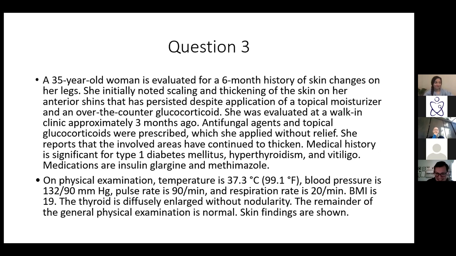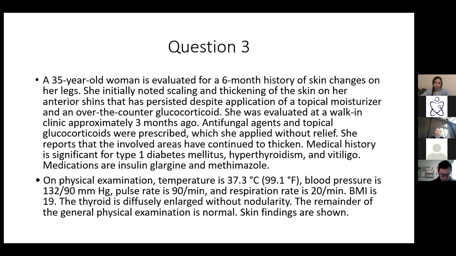So the stem is giving you the history of autoimmune problems. Okay, you've got type 1 diabetes, you've got vitiligo, you've got some kind of hyperthyroidism, and on the exam you get a diffusely enlarged thyroid. So you're kind of thinking more like Graves' disease. You're given some fairly big clues there. You've got someone who has a relatively normal BMI, maybe even on the thinner side, which makes you begin to wonder. And then this person's being treated with methimazole, presumably for thyrotoxicosis or hyperthyroidism.